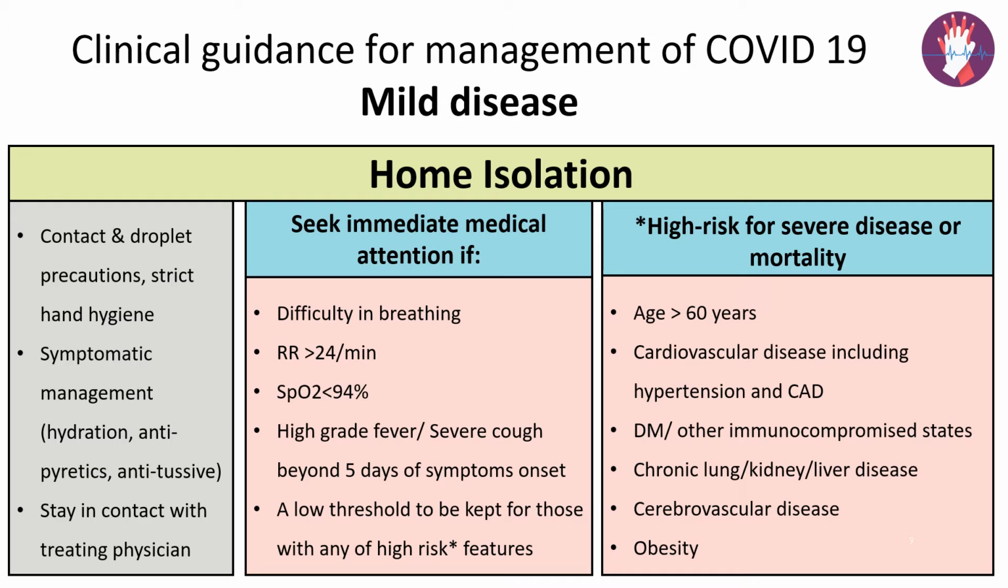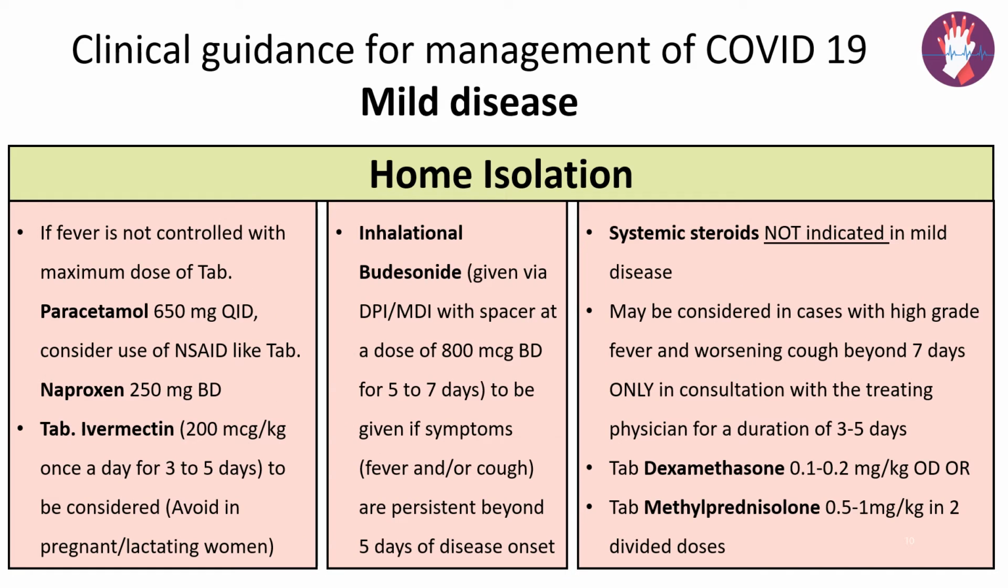Now, what are the high risk features? Anyone who is older than 60 years of age, anyone who has had cardiovascular disease, including high blood pressure and coronary artery disease, diabetes mellitus, or any other immunocompromised situations, people who are suffering from chronic lung, kidney, or liver diseases, people who have had a stroke or any other form of cerebrovascular disease, and people who are overweight. Because we know all these high risk categories of patients do really poorly if they get into the moderate or severe categories.